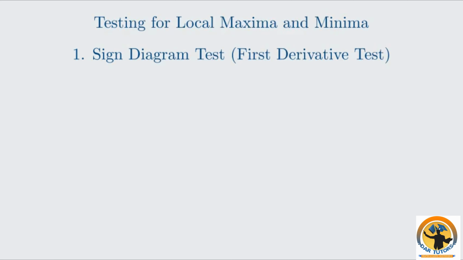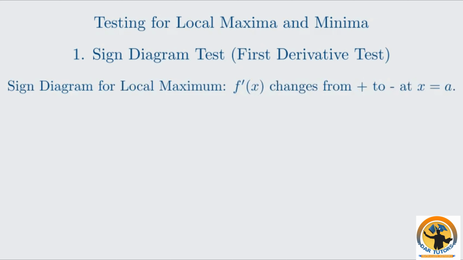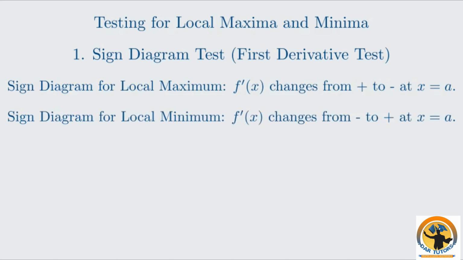We have two primary tests for this. The first is the sign diagram test, also known as the first derivative test. This test involves examining the sign of the first derivative on either side of the stationary point. If the derivative changes from positive to negative as we pass through the point, the function is increasing and then decreasing, indicating a local maximum. Conversely, if the derivative changes from negative to positive, the function is decreasing and then increasing, indicating a local minimum.